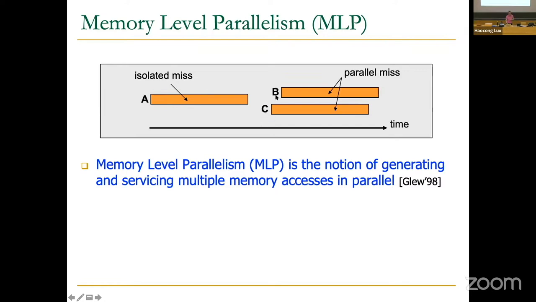But these two misses are serviced in parallel. You generate cache miss C and then cache miss B, and then they're serviced in parallel in different banks, for example, in DRAM. As a result, their latencies are overlapped. So that's the notion of memory level parallelism. It's really the notion of generating and servicing these multiple memory accesses in parallel.